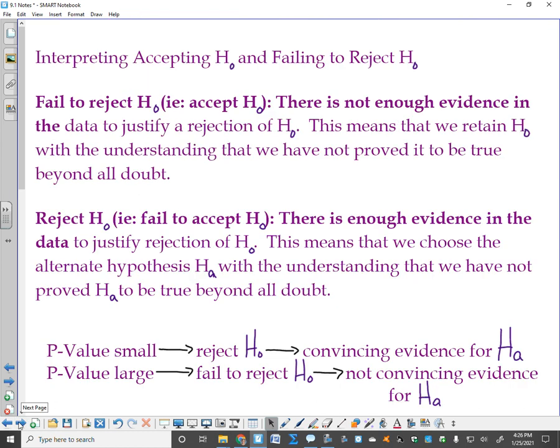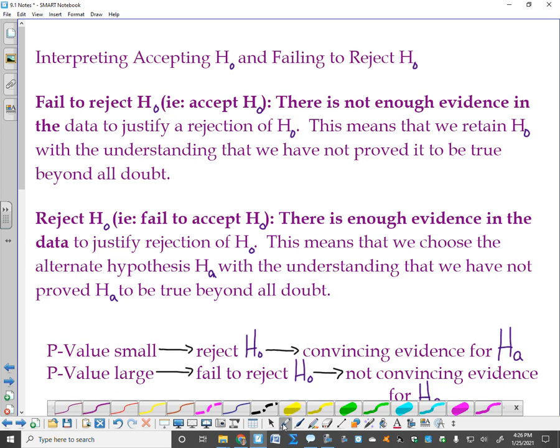Now, let's make some decisions. Let's be a jury. Okay, so on the first one, it says fail to reject H sub O, i.e. we're going to accept H sub O. So when Miss Hunter's on trial for killing me, we're going to accept that she's innocent.